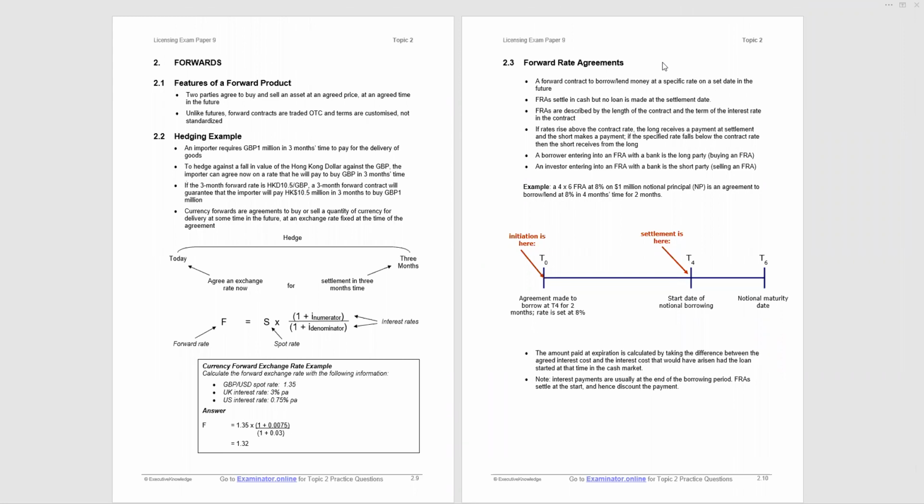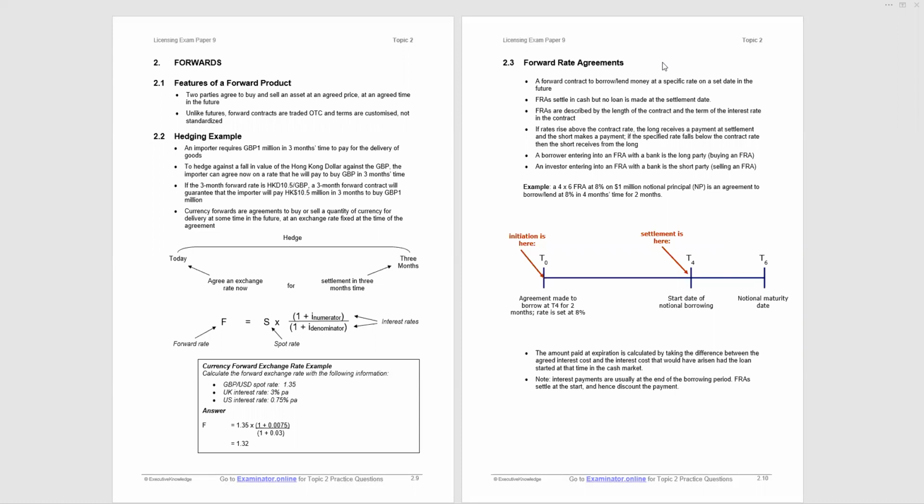Now, the features of a forward product, a forward contract: you have two parties agreeing to buy and sell an underlying asset at an agreed price, at an agreed time in the future. Now, unlike futures, forwards are traded over the counter. They are not exchange traded, and as such, the terms are customized or tailor-made. They're not standardized. Now, we're going to look at a forward contract with regard to foreign currency.